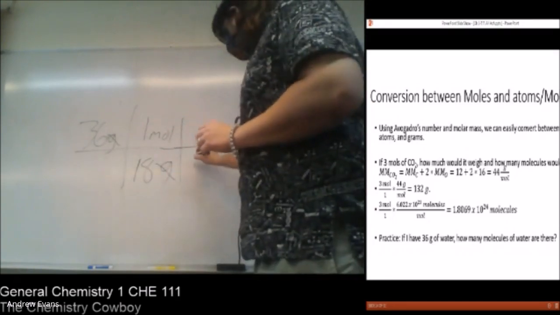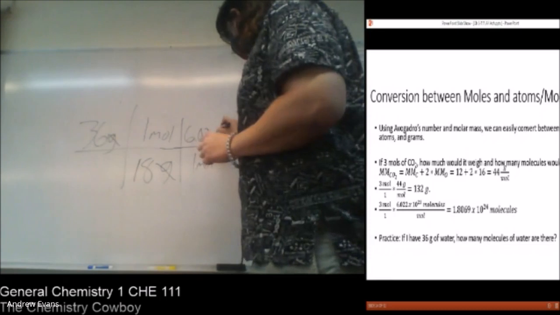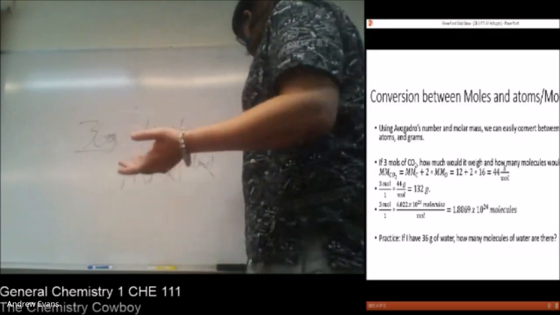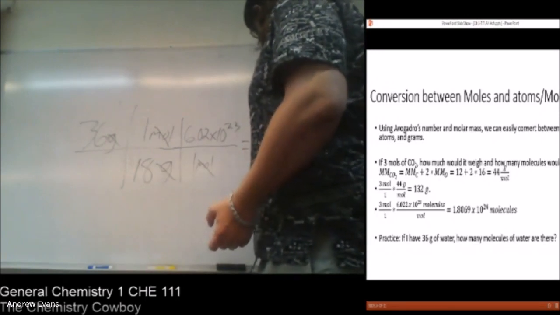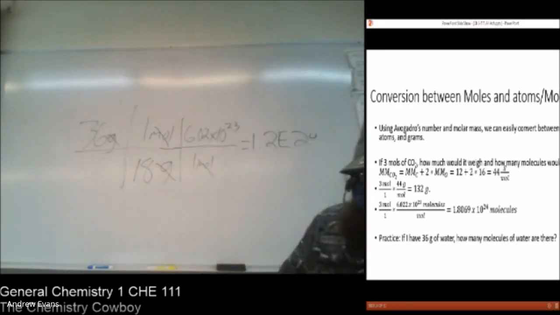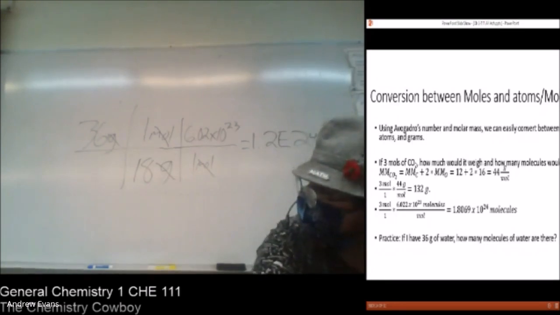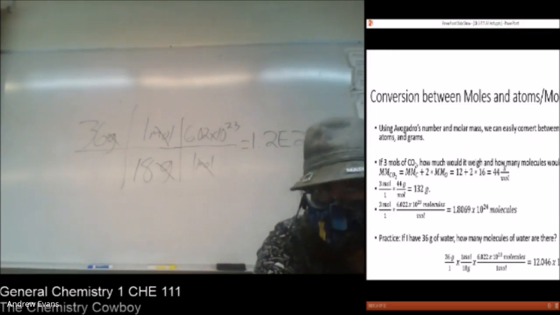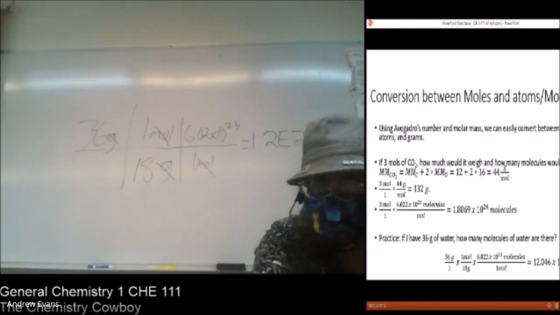Setting up the second step. 1 mole is 6.02 times 10 to the 23rd. 2 times 6 is 12, so 1.2 E24. Long story short, I left that in improper notation on the slide, but that would correct itself to 1.2 times 10 to the 24.